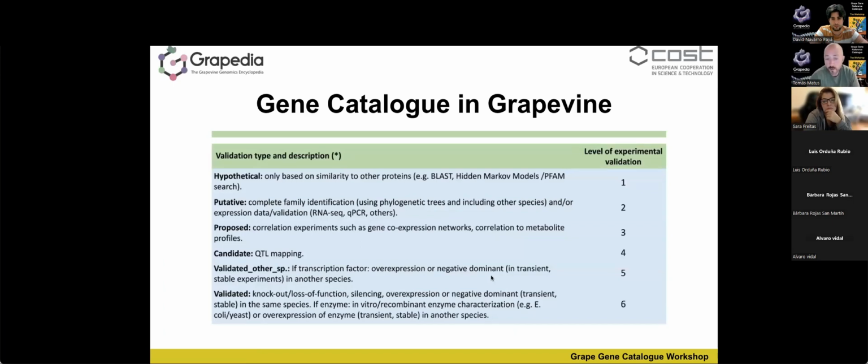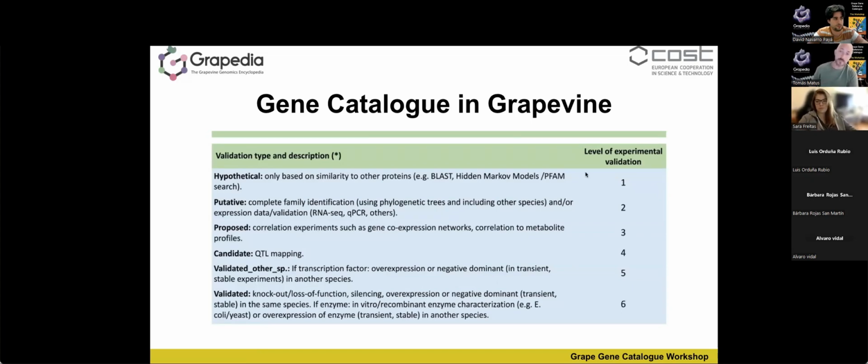Okay, so the catalog includes a level of validation for the genes that are included in these results. This level of validation depends on the degree of characterization. So at the beginning we had to do a manual inspection of all the experiments that were conducted for these first genes. The idea is that the community, now that it has been established, will include their own genes that they are working with, and give the experimental validation according to these criteria.